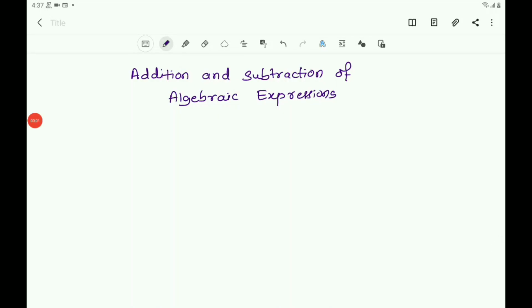Children, it is a continuation of the chapter Algebraic Expressions and Identities. Now let us discuss the addition and subtraction of algebraic expressions. You know that only like terms can be added or subtracted. Only like terms can be added or subtracted.